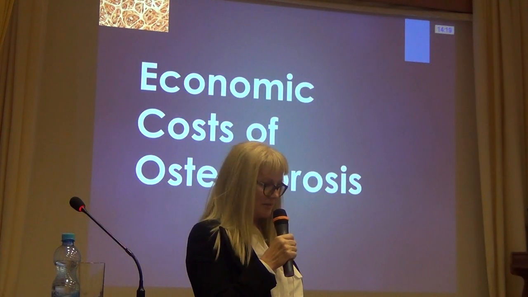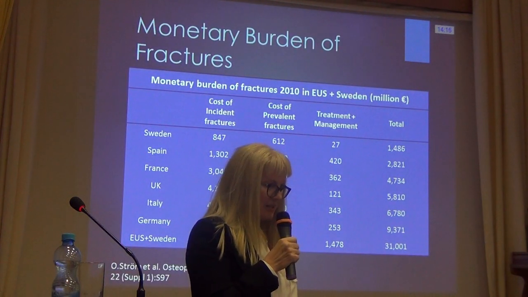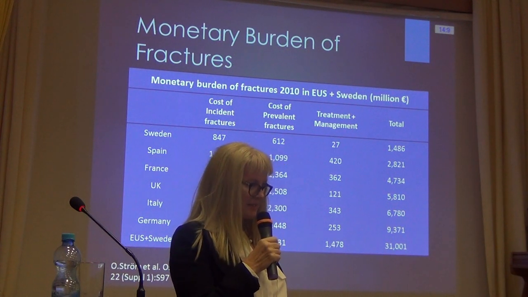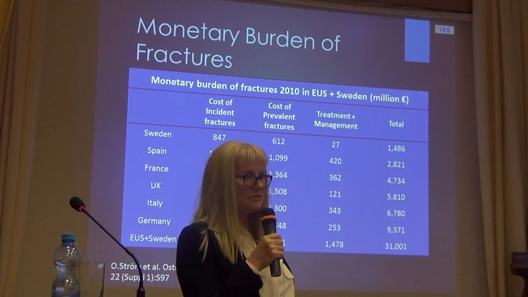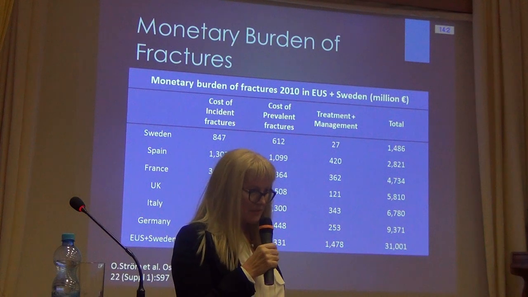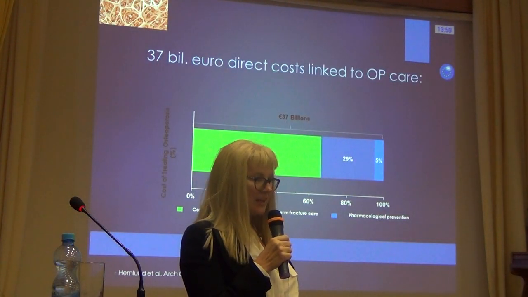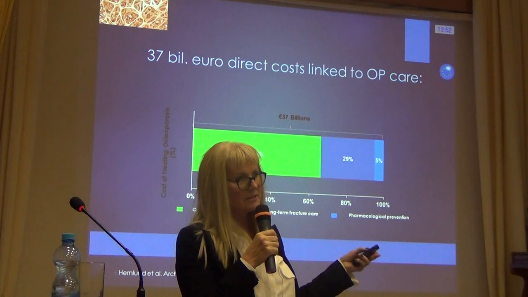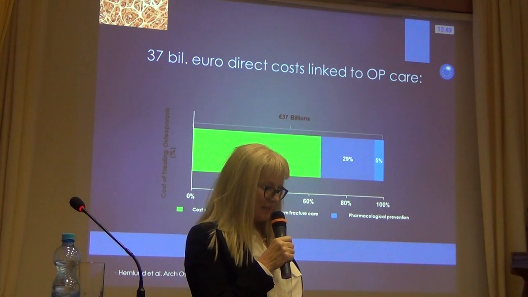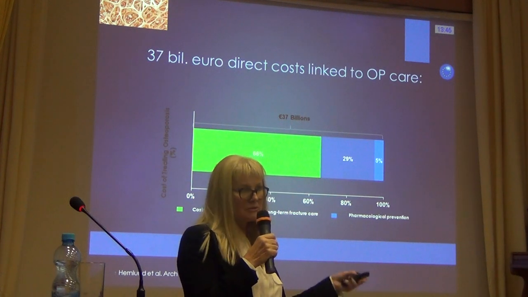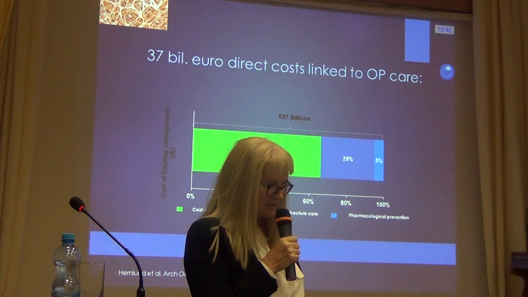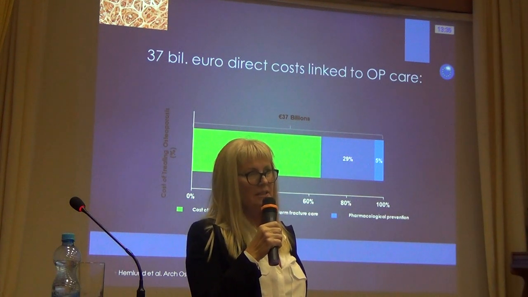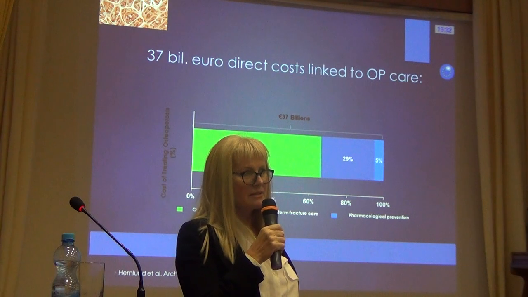And let's see the economic costs of these fractures. In the same countries, these five largest countries plus Sweden, we had in 2010 31 billion euros cost of fractures. And how is this distributed? Almost two-thirds, actually two-thirds of these expenses were represented by the cost of treating acute fractures. Almost one-third is represented by the long-term care of the fractures, and only 5% is represented by the medical prophylaxis of fractures.